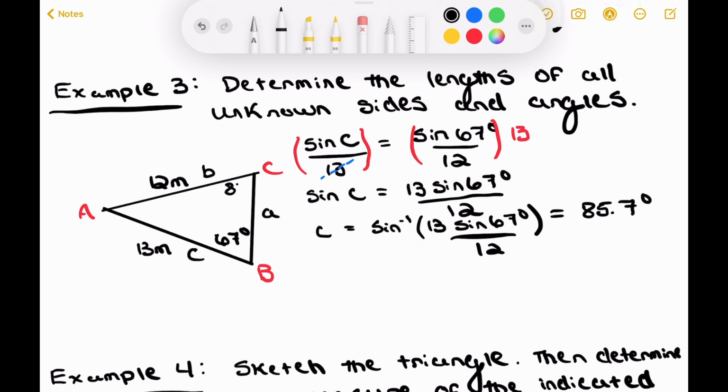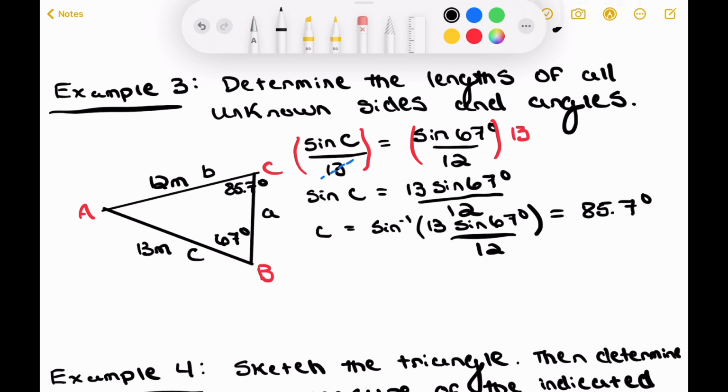So we have 85.7 degrees here. And now remember from last problem, or even the problem before, what we need to focus on is that the inner angles of the triangle should always sum up to 180 degrees. So we can actually solve for our missing angle at A, or vertex A.